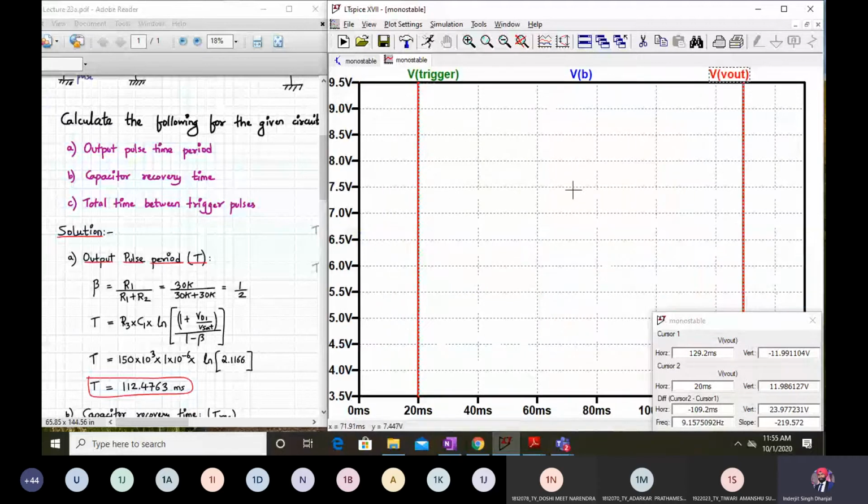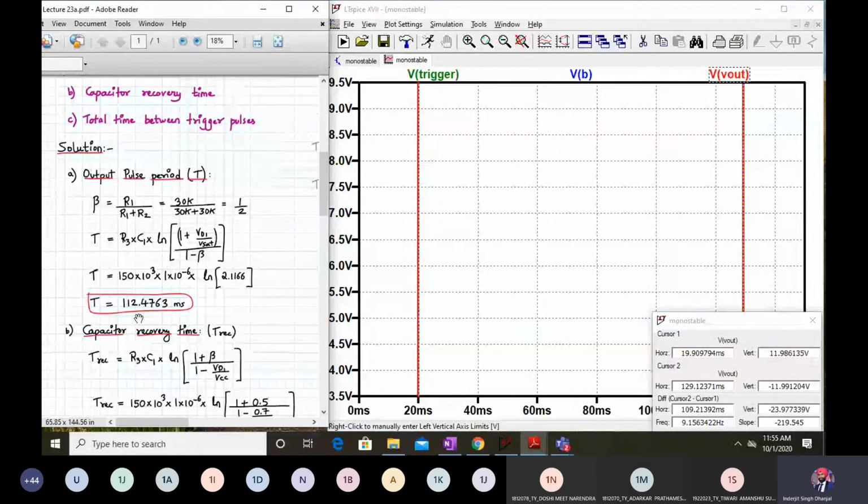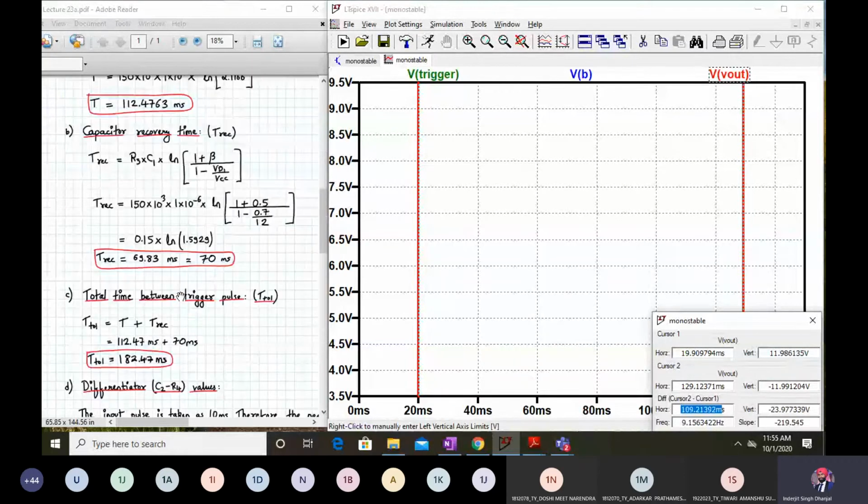Let me check if they are properly placed. So how much is the time period? Can you see this? Actually it's minus, don't consider it to be minus, because the second cursor should be over here and the first cursor should be over here, then it will come positive. So can you read out this 109 point something, right? 109.21 is my pulse width. We got theoretically 112 milliseconds. So here we are getting 109 milliseconds. That's very close actually.